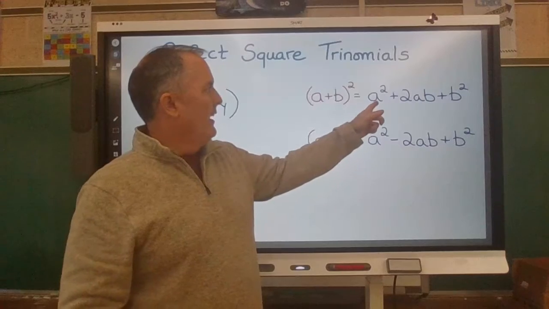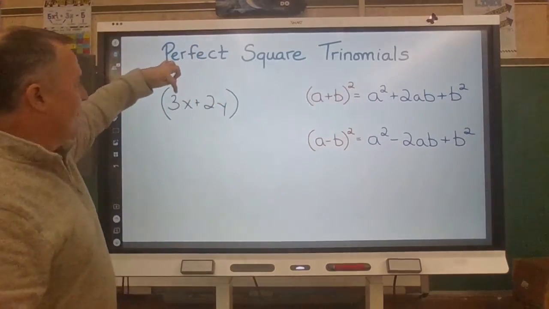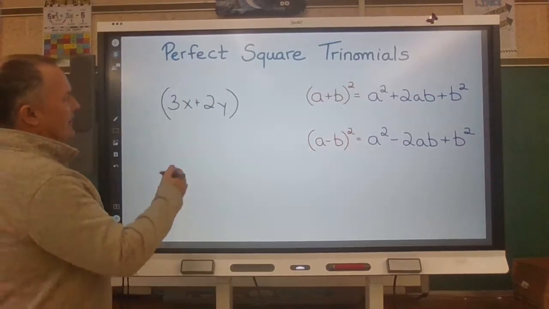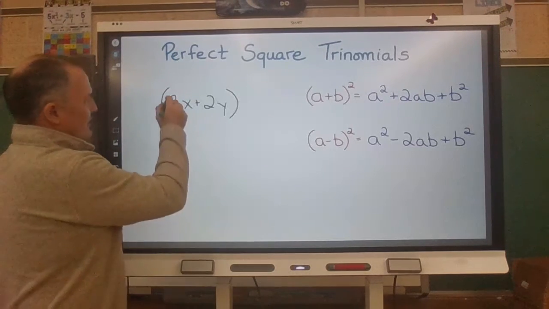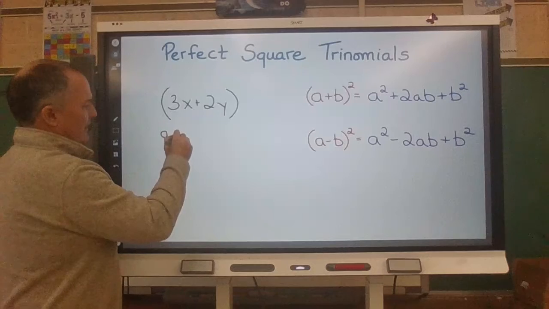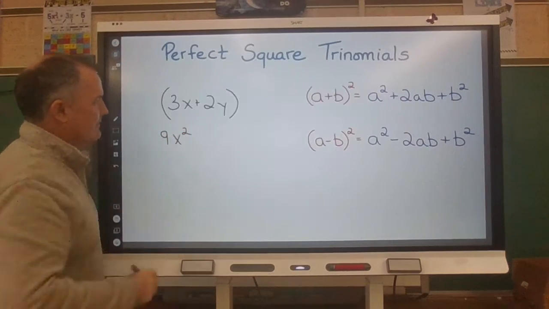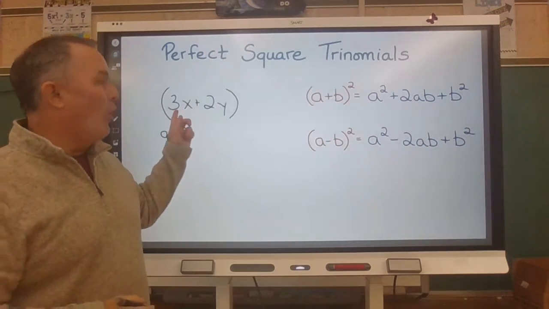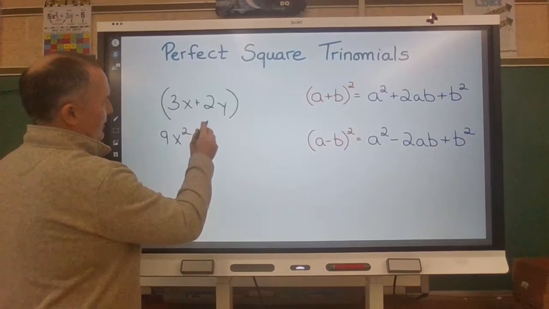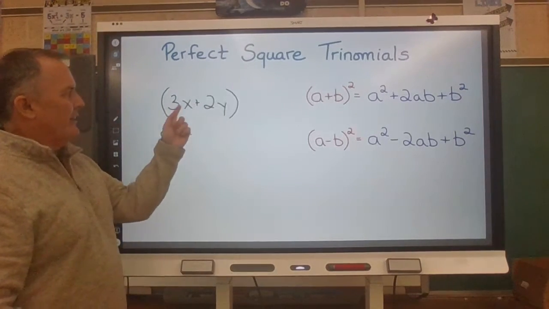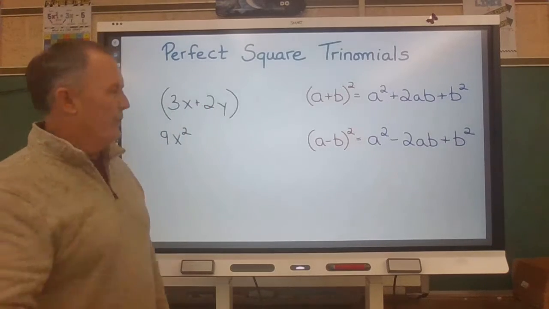All right. For my first value, I'm going to take my first term and just square it. But this time I have to square the 3 and the x. So 3 squared would be 9. X squared is x squared, because we're squaring the whole thing. And then for the middle term, I'm going to multiply these two together, and then multiply that times 2.